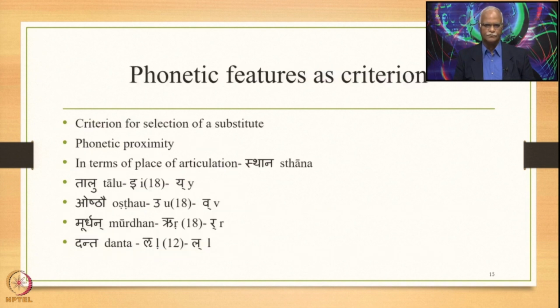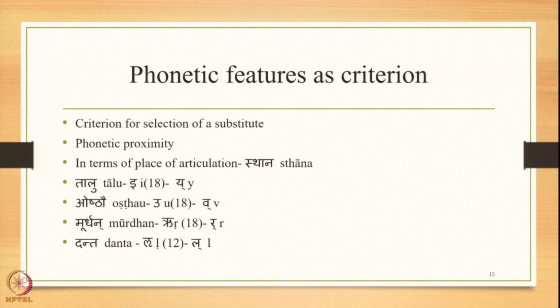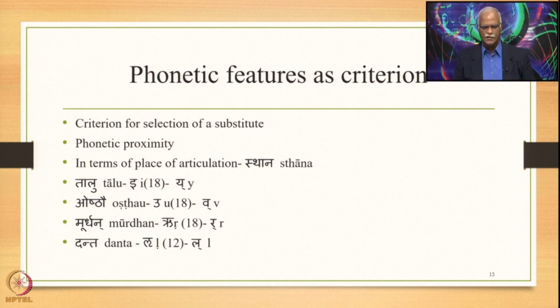Then what do we do? Then we use phonetic features as criterion for selection of a substitute. So in place of the 66 substituents, we have to select one of the 4 substitutes, and so we apply the criterion of phonetic proximity. This is an important criterion for selection of a substitute. This phonetic proximity is in terms of the place of articulation, namely sthana. Now if we write down the sthanas of Ik and of course of Yan, we find that Talu is the sthana of E and all 18 varieties of E. And similarly, Talu is the sthana, the place of articulation, also of Ya.